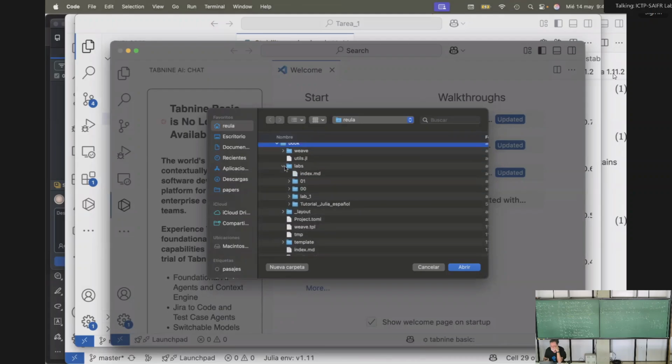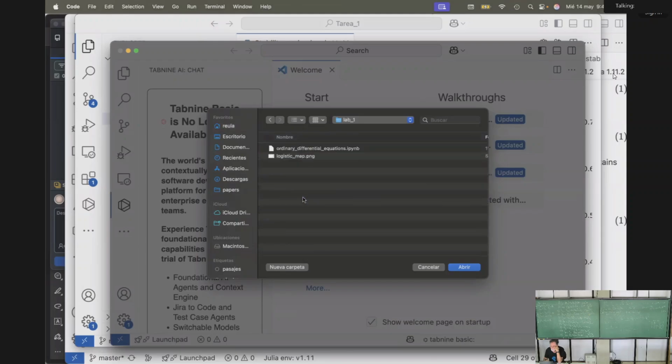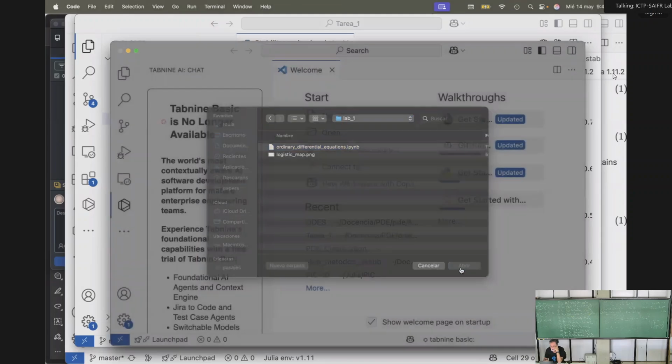Labs. Lab 1. So here we have, this is the first lab.